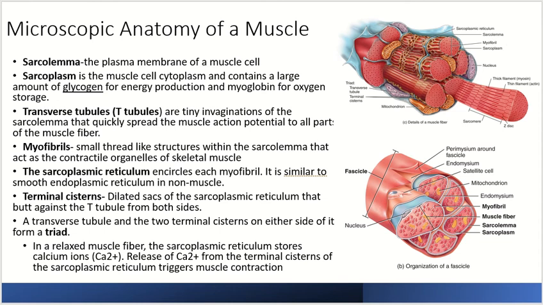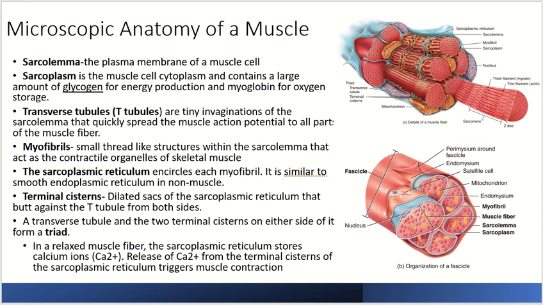Next, we have the myofibrils. These are small thread-like structures within the sarcolemma, and they act as contractile organelles in the skeletal muscle. The sarcoplasmic reticulum is going to encircle each of these myofibrils, and it's similar to the smooth endoplasmic reticulum in non-muscle cells.